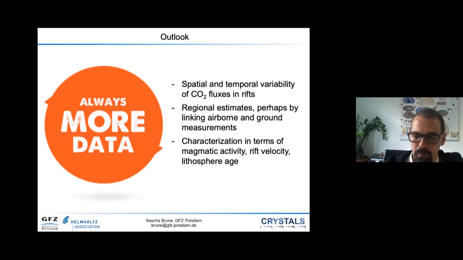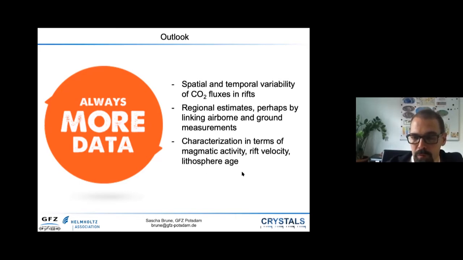And so what we need to do next is just reduce the error bars, which sounds somehow boring, but this is the essential thing of getting any further in this type of business. We have to reduce the error bars. And so there I'm working on getting a handle on the spatial and temporal variability of CO2 fluxes in rifts, getting better regional estimates, perhaps by linking airborne and ground measurements, because these ground measurements are very labor intensive. Carrying the accumulation chamber around, it would be perfect if there was a way of measuring CO2 fluxes from the air, and we are working on that with drones and airplanes right now.